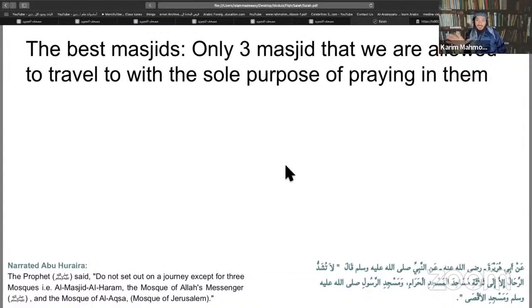For example, there is a masjid in the state of Maryland, in the US, that is so big and has a swimming pool and a lot of cool stuff. Some people go on a field trip to that masjid so they can pray in it and stay in it and so on.